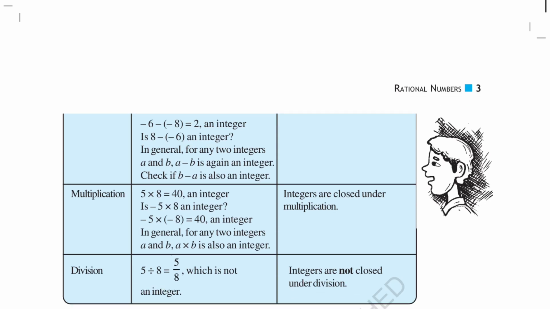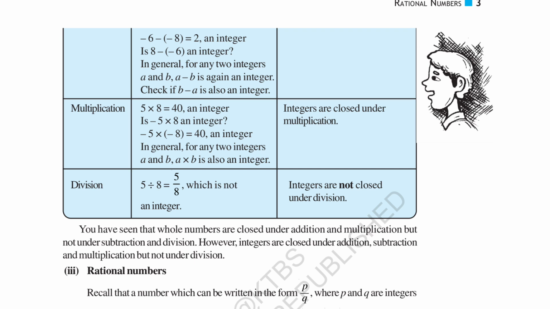Next, here so many examples are given. Now let us see multiplication. 5 into 8 is equal to 40. Is 40 an integer or not? Yes, absolutely correct. Next, minus 5 into 8, minus 40. It is also an integer. So what is the conclusion? Integers are closed under multiplication also, but integers are not closed under division.